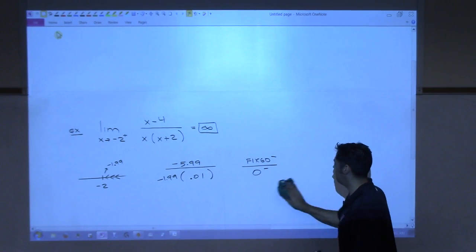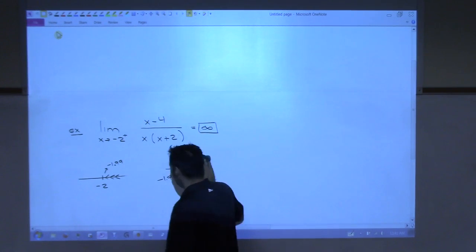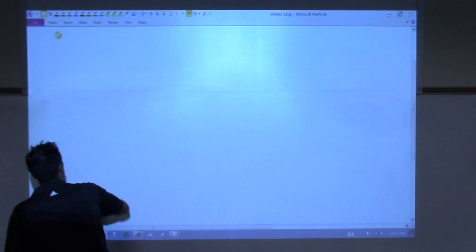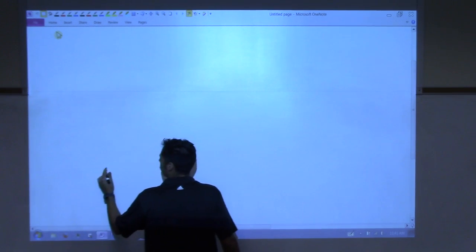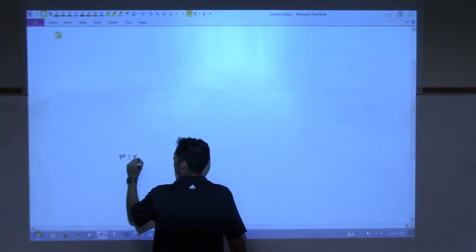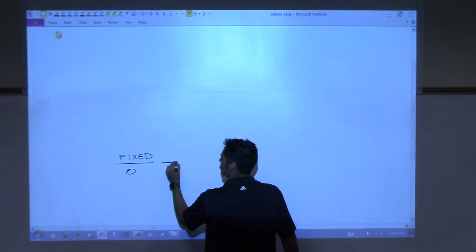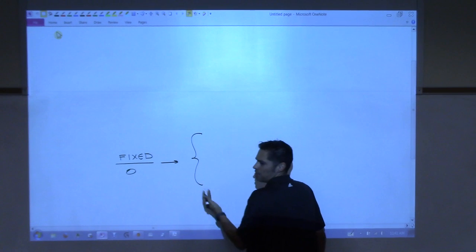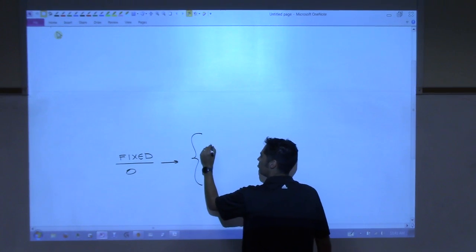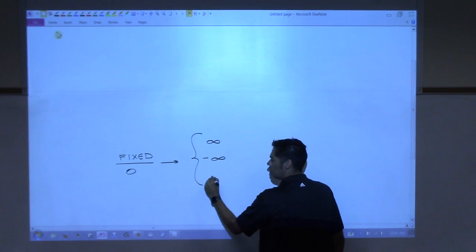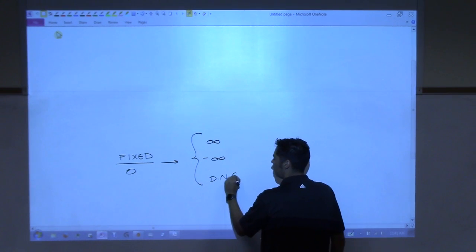Look, the summary on the sheet is nice, but I like to also throw one more thing in here just so you're clear. If you ever have fixed over 0, anytime you have this, there are 3 possible outcomes. What are they? Infinity, negative infinity, or does not exist. That's it. That's all you're ever going to get.